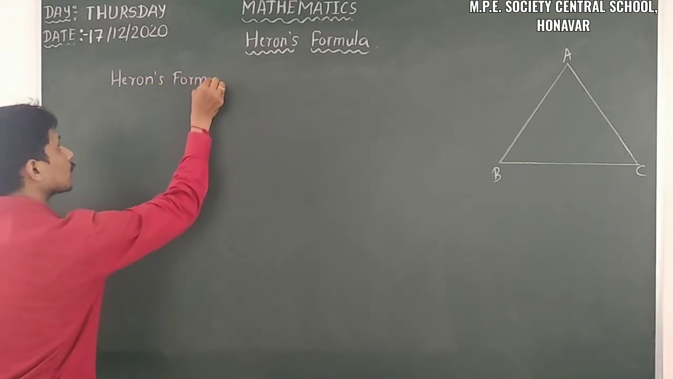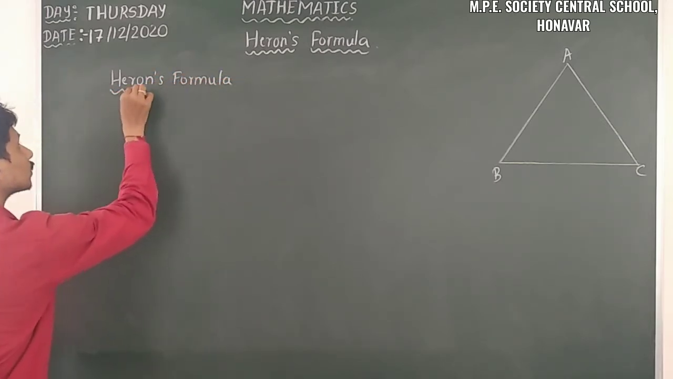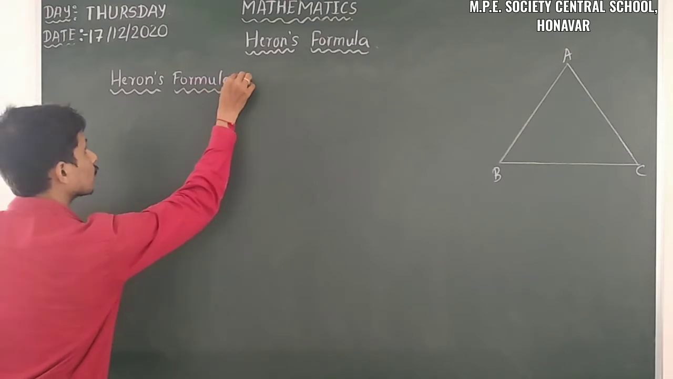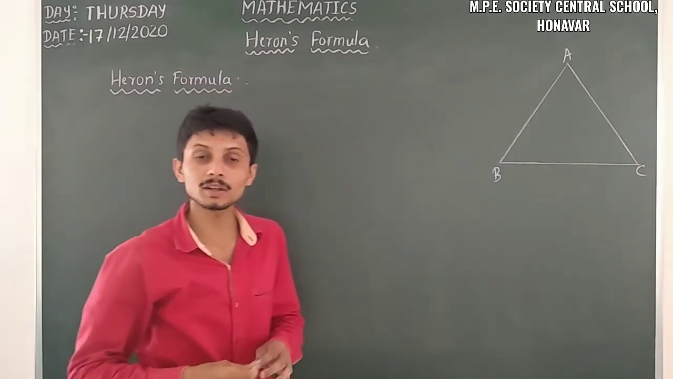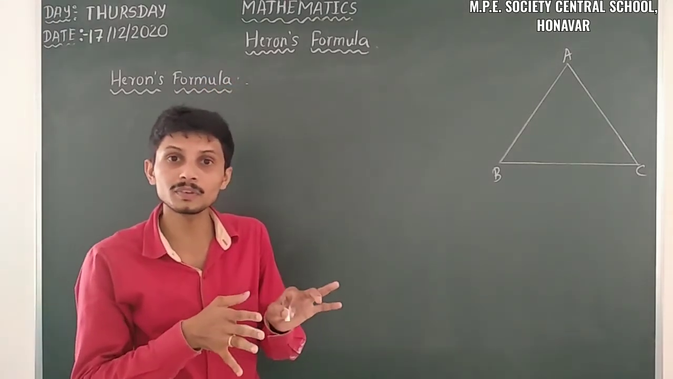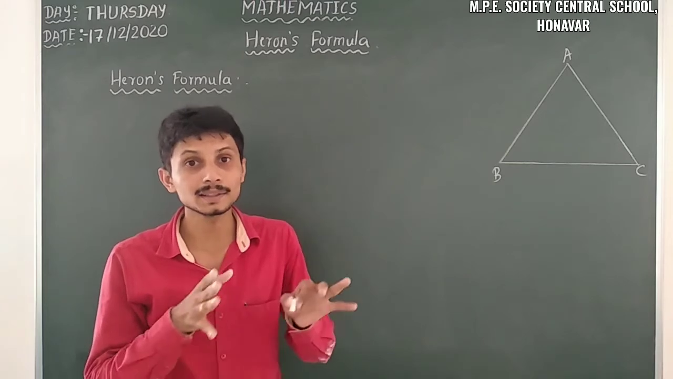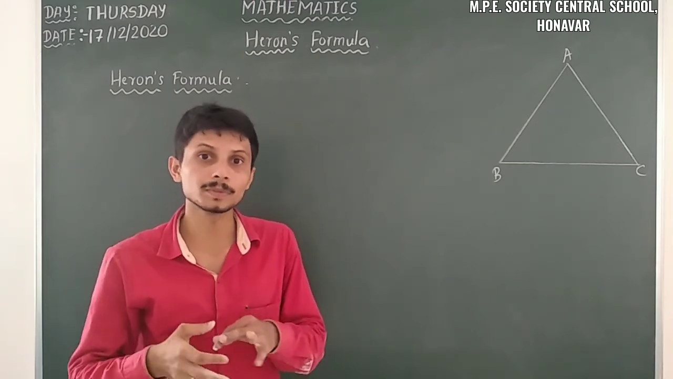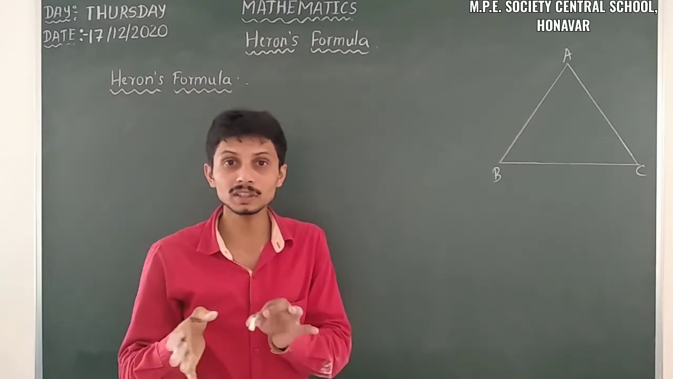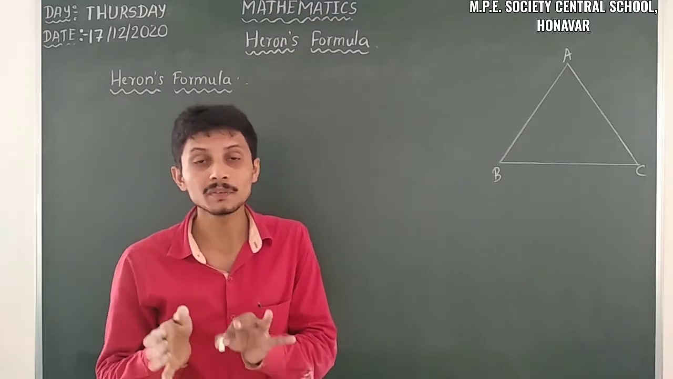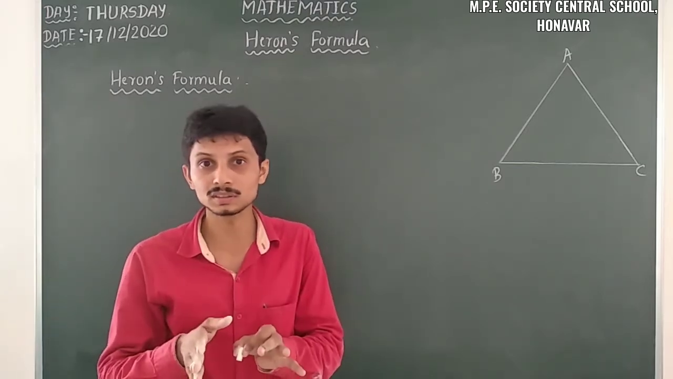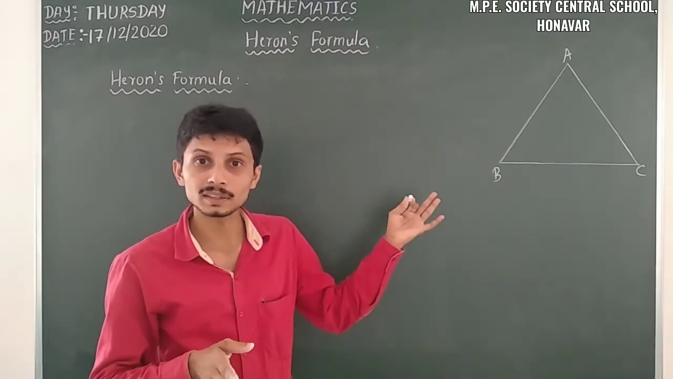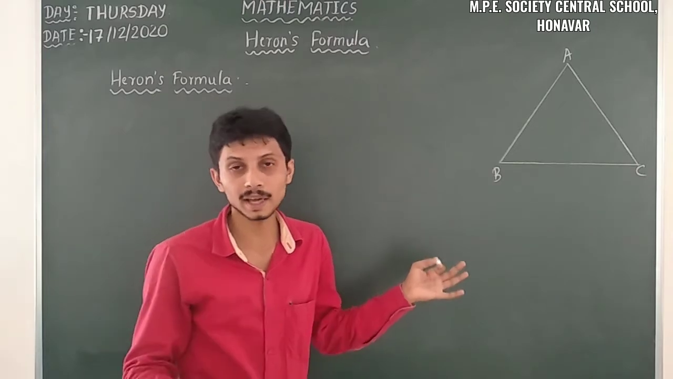Heron's formula. In Heron's formula we have only the sides and the half of the perimeter. He used only those two things. With the help of those things, we have one formula, that is Heron's formula.